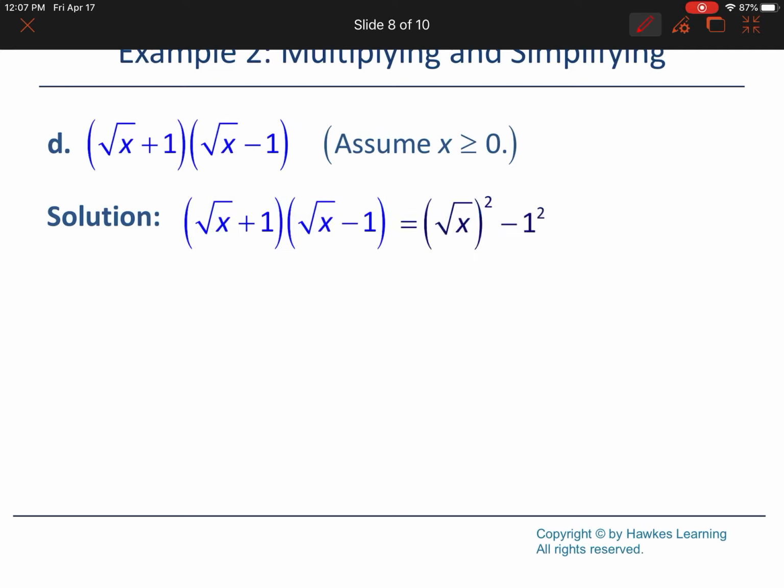Hopefully you saw that when you multiplied them, we get square root of x squared, which is just x, because we know that x is greater than 0, right? Minus 1 squared. So that'll be x minus 1.